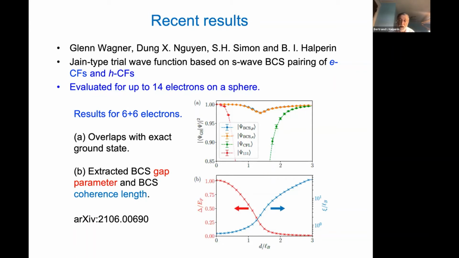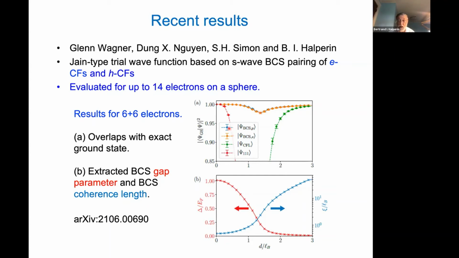The orange here is the overlap between the BCS S-wave model and the exact ground state for this many electrons on a sphere. And you see it's up to 97% at its worst here. This overlap works all the way from small to large separations. The overlap works well. And of course, the Hilbert space is something like, I don't know, 1,000 different states with L equals 0 here. So this 97% overlap is pretty darn good.